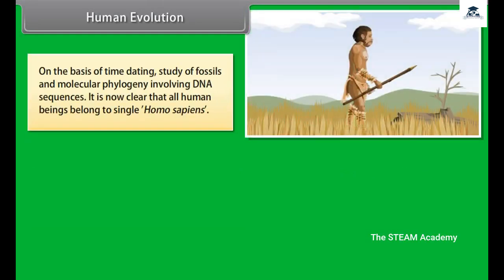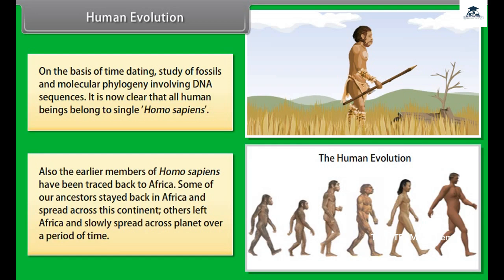On the basis of time dating, study of fossils, and molecular phylogeny involving DNA sequences, it is now clear that all human beings belong to a single species, Homo sapiens. Also, the earlier members of Homo sapiens have been traced back to Africa. Some of our ancestors stayed back in Africa and spread across this continent. Others left Africa and slowly spread across the planet over a period of time.